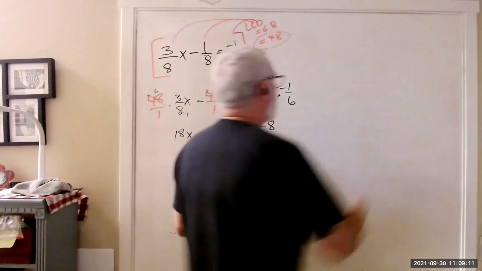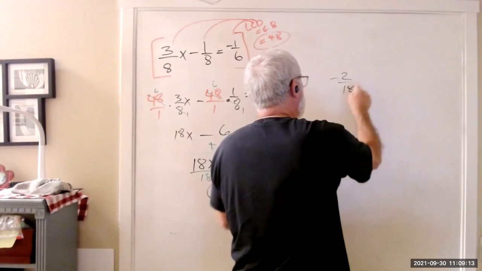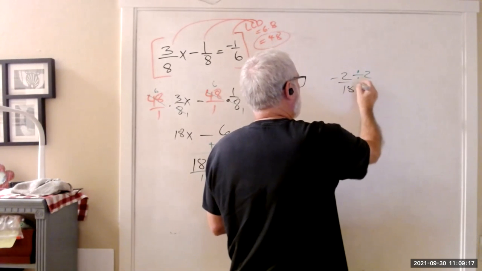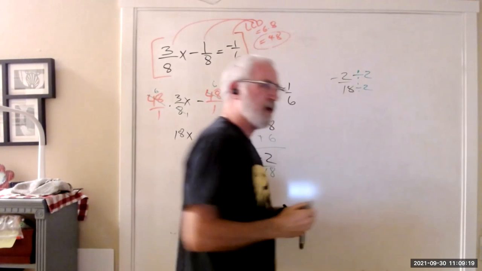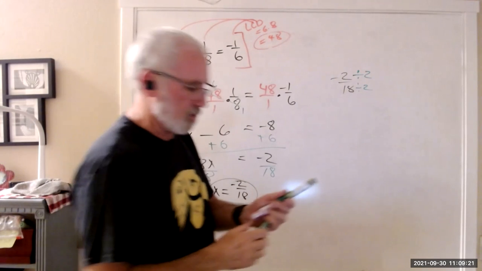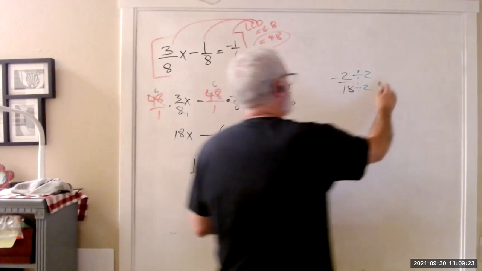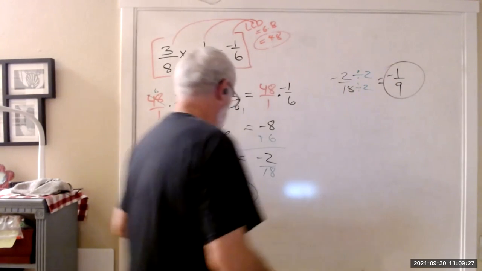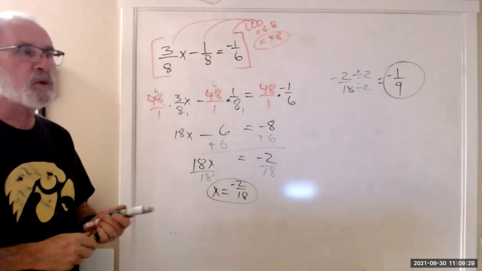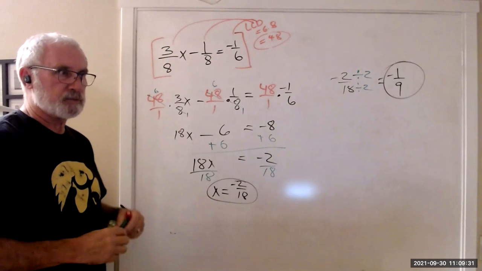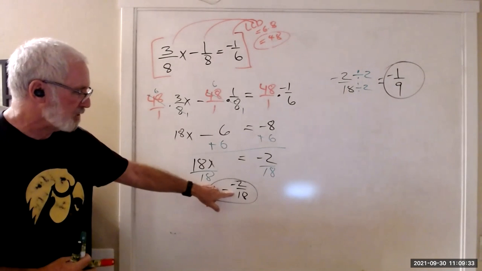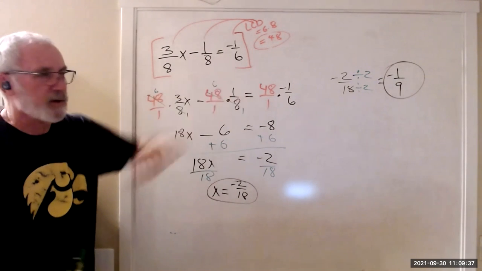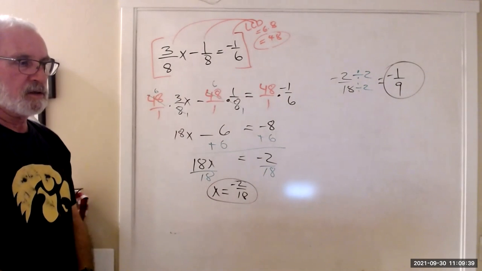Okay, so if you have negative 2/18, you want to reduce. You want to divide top by 2, bottom by 2, always, if you can. So this reduces to negative 1/9. That's the only correct answer. This is correct, but not completed yet. That's the correct answer, negative 1/9.